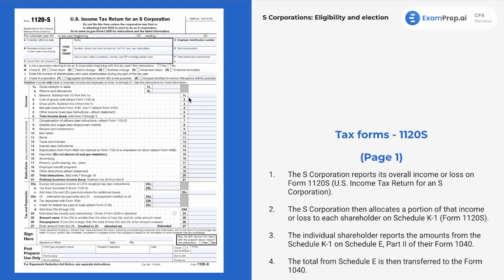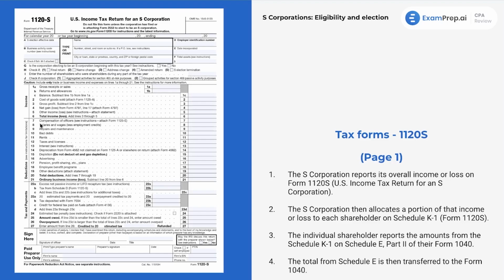Now, it's a small one because it's an S Corp. We're maybe a couple shareholders. It's a family-owned business. We've got gross receipts and sales. Maybe we flipped some houses, right? We rented some out. We're going to put that there. Returns and allowances. Just normal things you'd see in a corporate tax return. Cost of goods sold, gross profit, your net gain. Then you get your total income and loss.